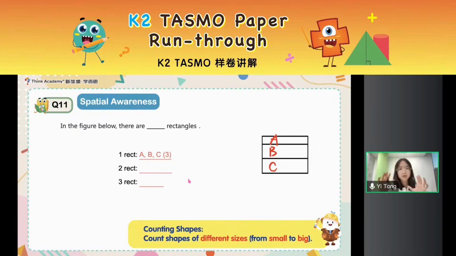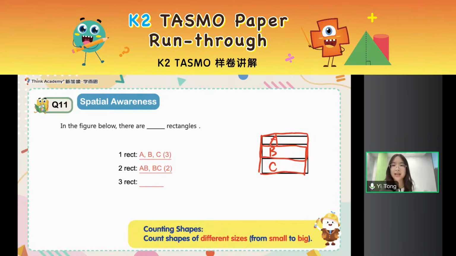Now, how about I put 2 rectangles together? A and B. Is that a new rectangle? Yes. B and C. Is that a new rectangle? Yes. A and C. Is that a new rectangle? All right. I'm going to wait for you. No, right? So we only have 2. AB. Right? Let's use a color to trace it. And BC. All right, BC.